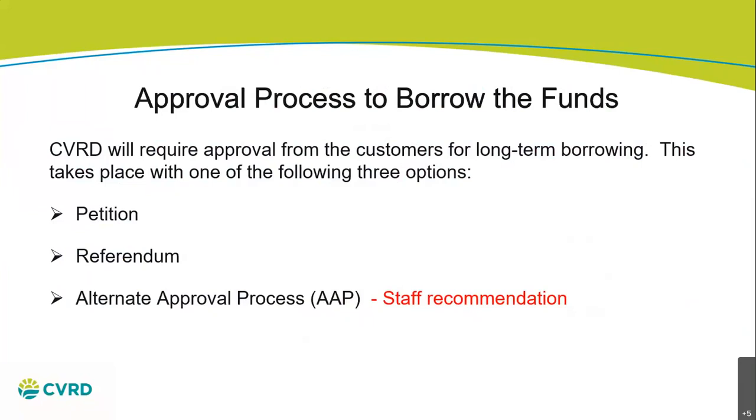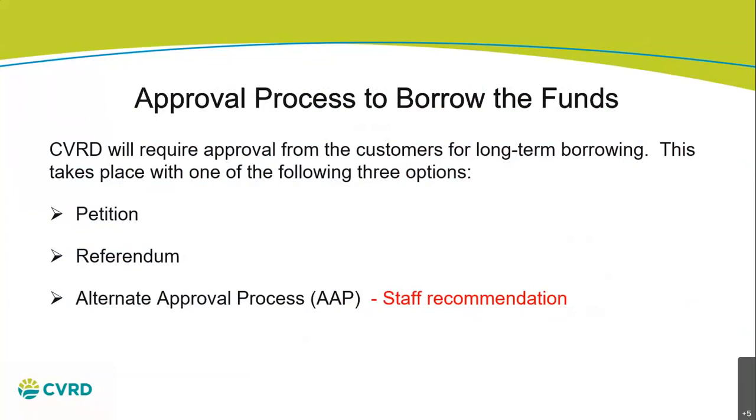That's one where a series of ads are put in local papers, and we also inform you in other ways that it's coming up. Then if you're opposed to the borrowing going ahead, people have the opportunity to fill out a form, which they can get here at the office, and say that they're opposed to it proceeding. If more than 10%, again, of the voters, not the property owners, fill out the form, then the CVRD can't proceed.